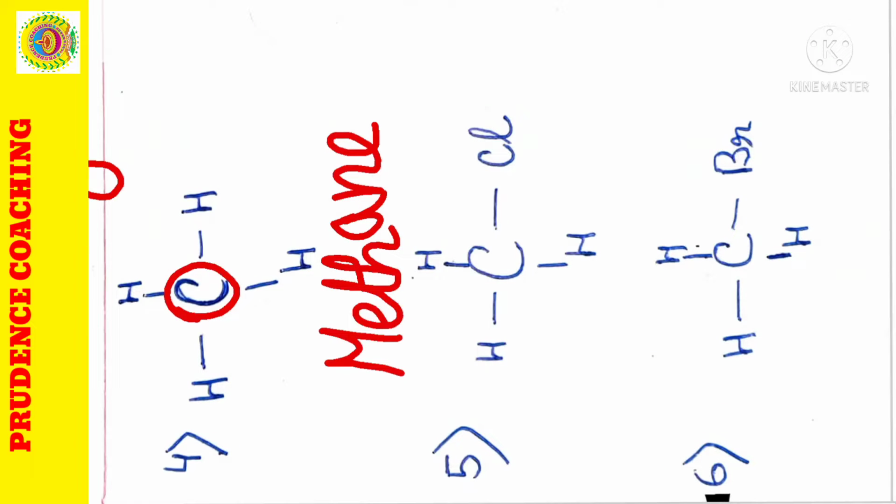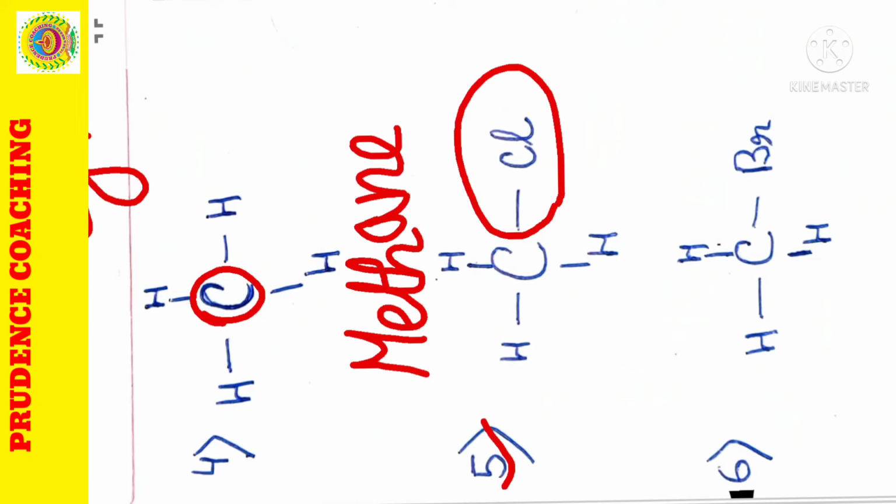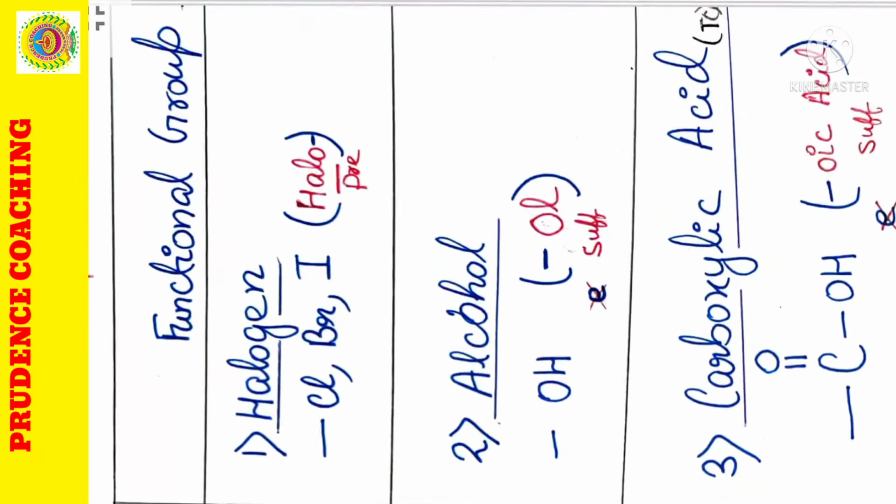So in the previous video we have completed till number 4. Now we will start with number 5. Students, can you see the difference here? So here we can find that carbon has made a covalent bond with chlorine, that is a halogen. Similarly in 6 also we have bromine, that is a halogen. So now we need to know about functional group to solve from sum number 5.